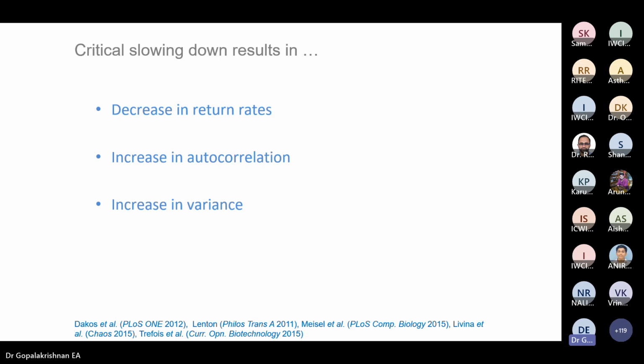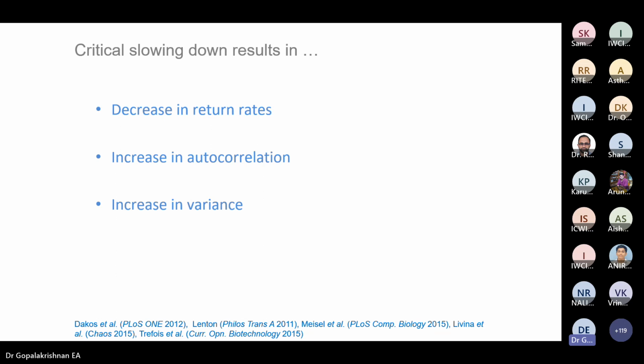The autocorrelation increases because you are perturbing the system and the system is not going to come back easily. So the system observed at T, the system observed at T plus delta T, T plus 2 delta T, etc., are looking more and more similar. If your states are more and more similar, your autocorrelation will be high.